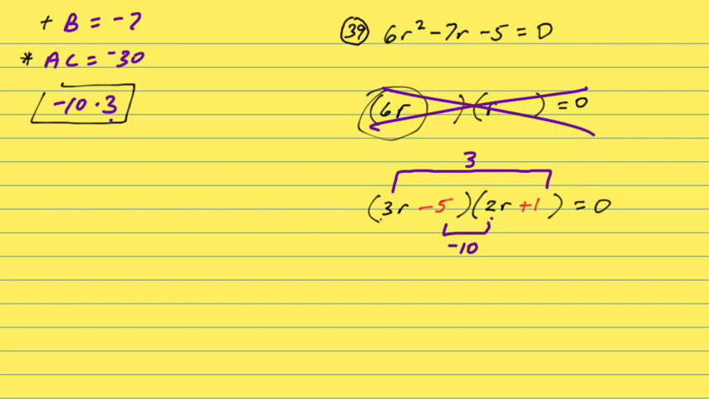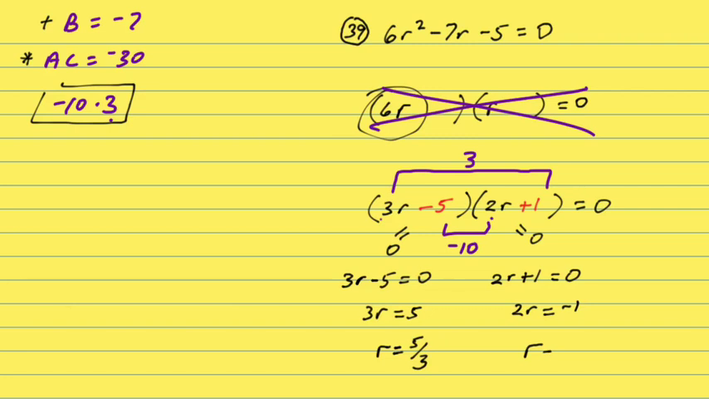Now I have to make each factor equal 0, because if something times something equals 0, one of these factors must equal 0. It's called the zero product theorem from Algebra 1. So basically I'm taking each factor and making them equal 0. Add the 5, divide by 3. Subtract the 1, divide by the 2. So there should be two answers.